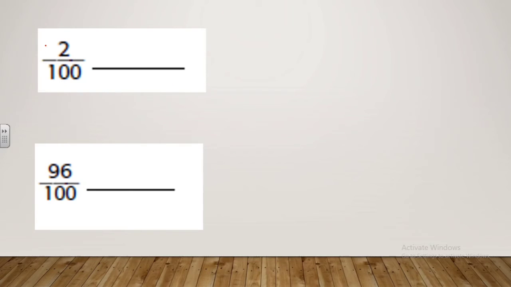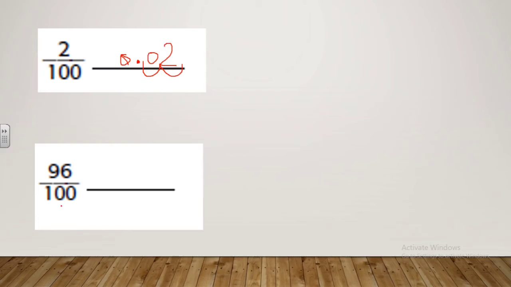Let's see the next one. Here we have 2 over 100. How can we write it? Let's write the number in the numerator. Here it's 2. Over 100, it means that we will put a point after 2 decimal places. So let's count 1, 2, and we should put a point here. But miss, here we have an empty place. So what should we do? We will put 0. Okay, and here we will put 0 too. So that will be 0.02.